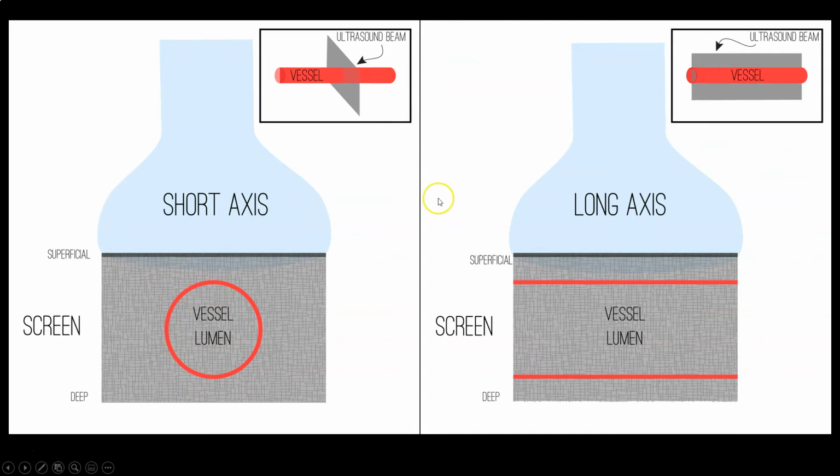And now if you rotated the probe so that it runs parallel to the vessel instead of perpendicular to the vessel, your beam would go parallel, and you would also see a cross-section in the long axis, where there would not be as much symmetry. We'll see what that looks like in a second.